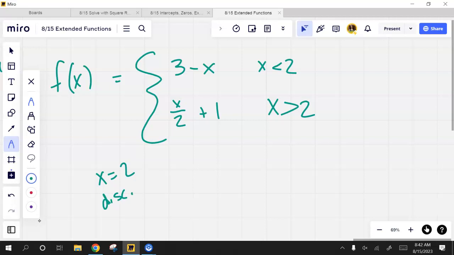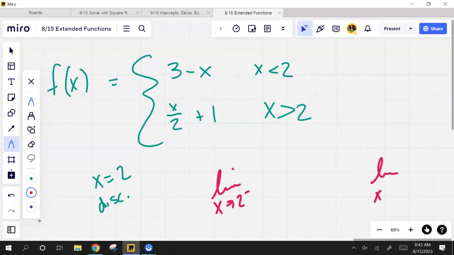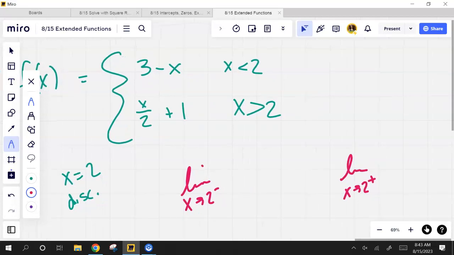If it's a jump, it's going to be non-removable. If it's an asymptote, non-removable. If it's a hole, then it's removable, right? All right. So the only way to test that is let's put it in each one and see if we get the same number. What happens if we get the same number? Essentially what we're doing is the limit as x approaches 2 from the left, and then the limit as x approaches 2 from the right, and we're seeing, are those equal?